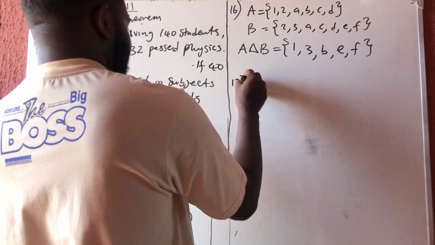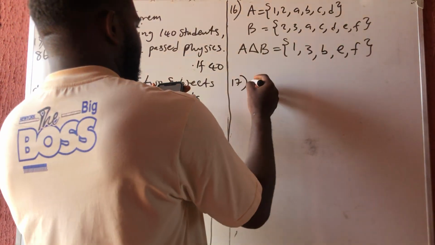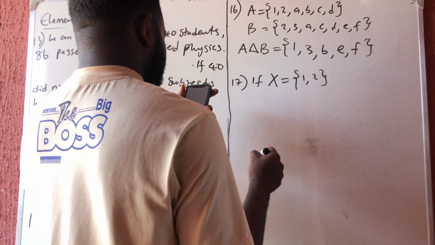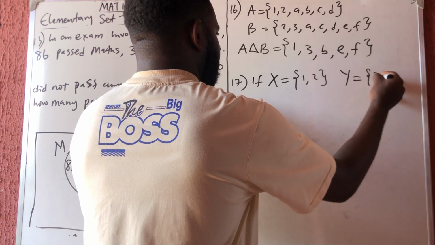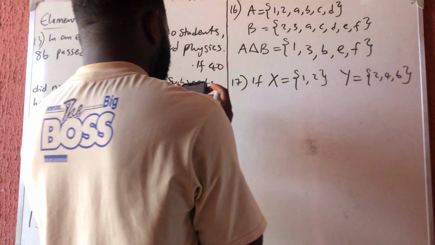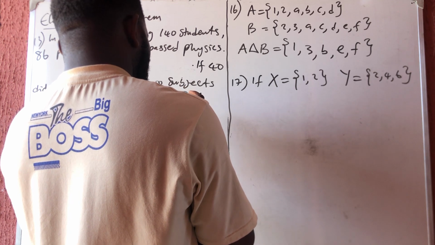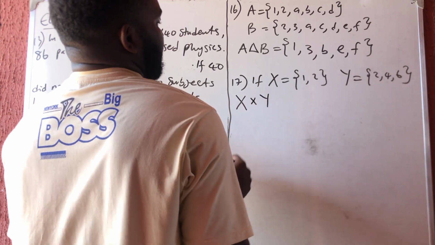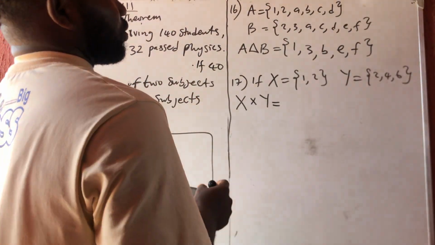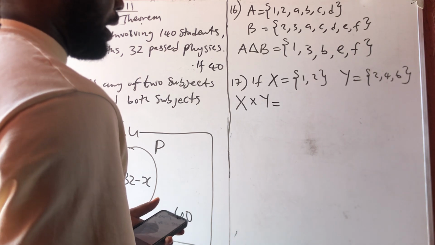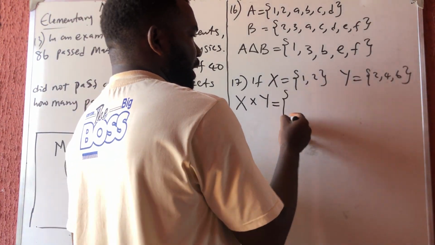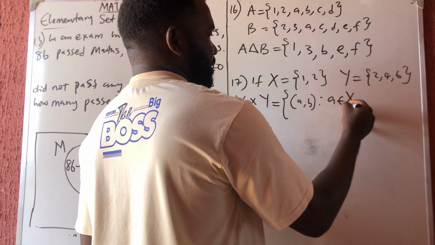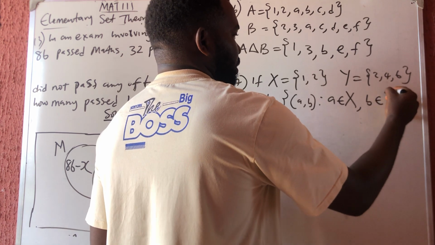Okay. Question number 17 says that if X is equal to the set {1, 2}, and Y is equal to the set {2, 4, 6}, which of the following is not an element of X cross Y? To find that, first of all, we need to find X cross Y. X cross Y simply means a set of (a, b) such that a must come from the first set and b must come from the second set.